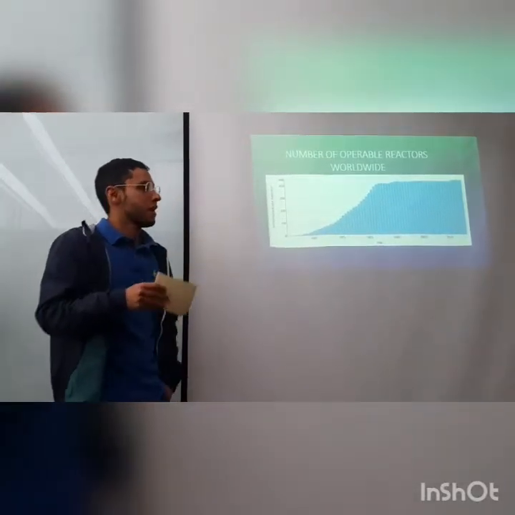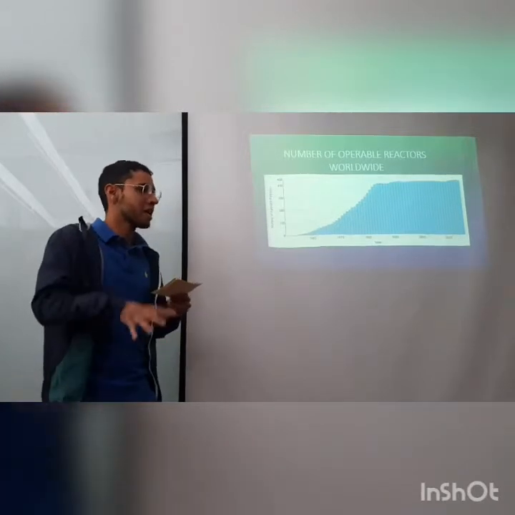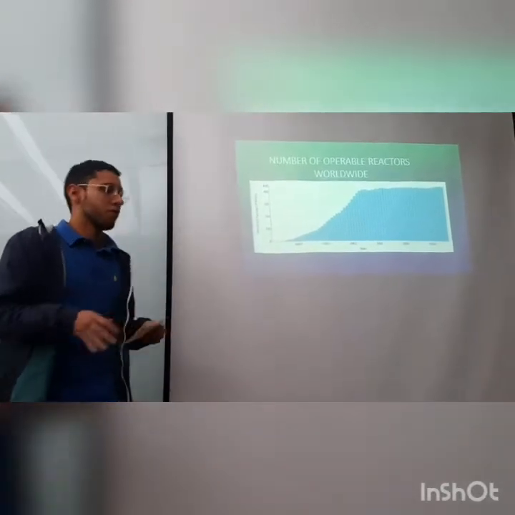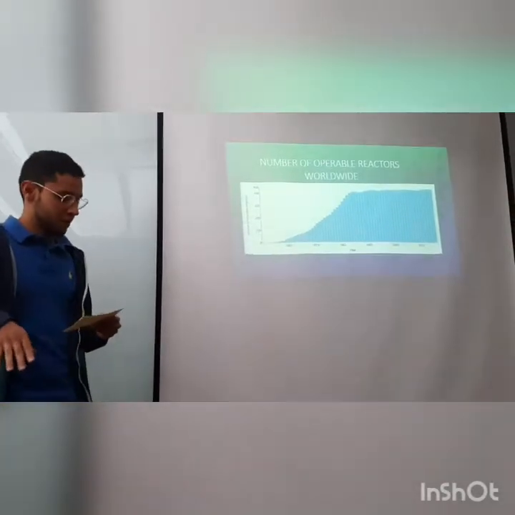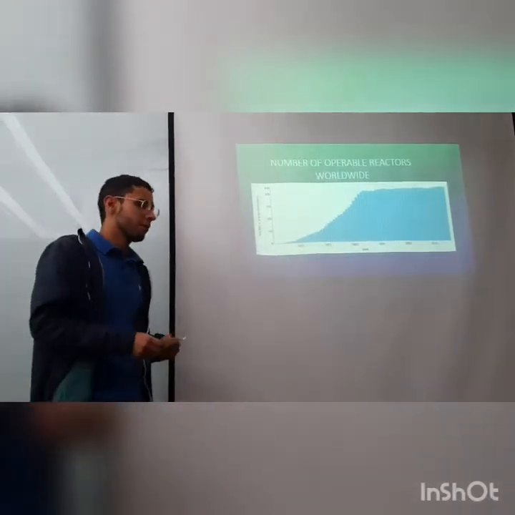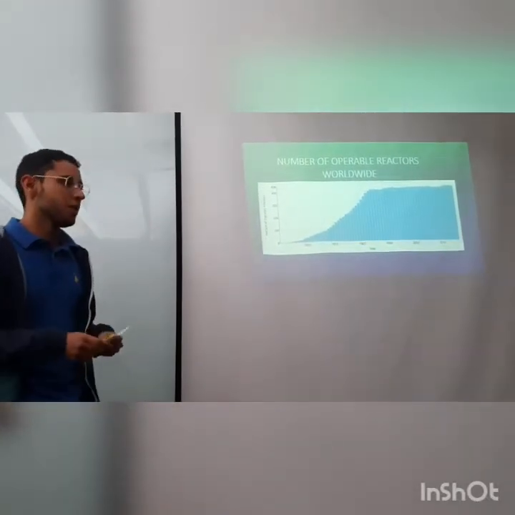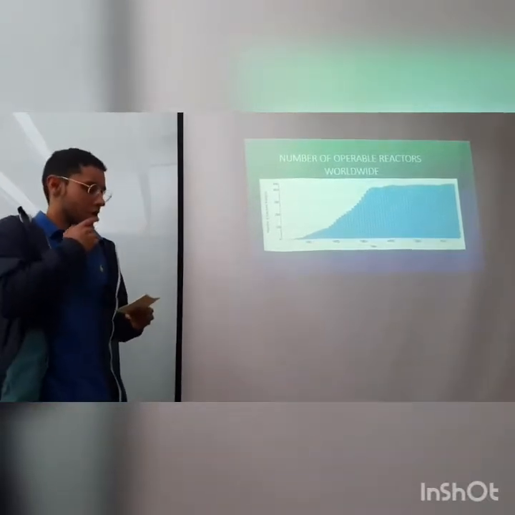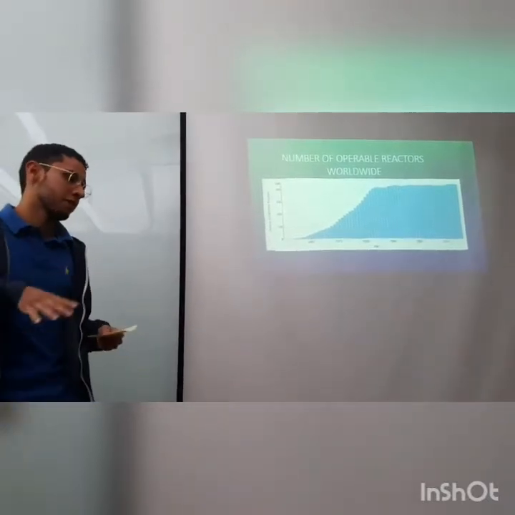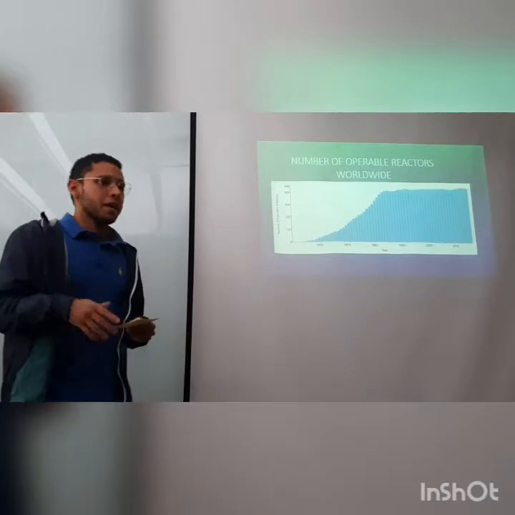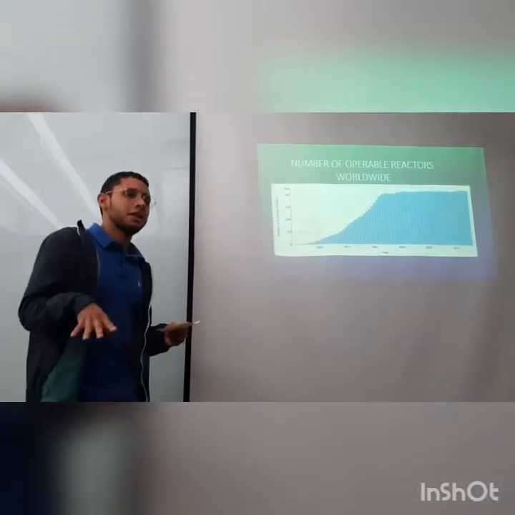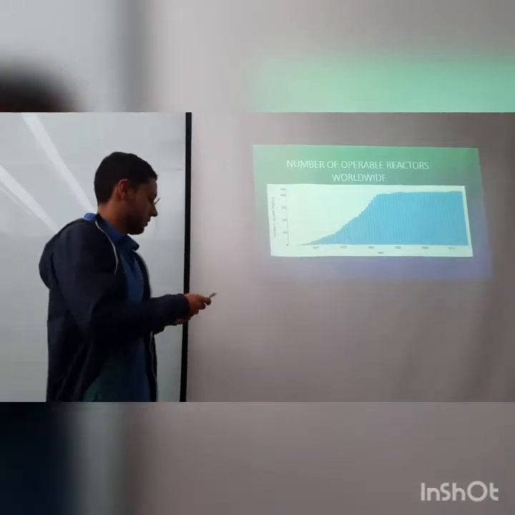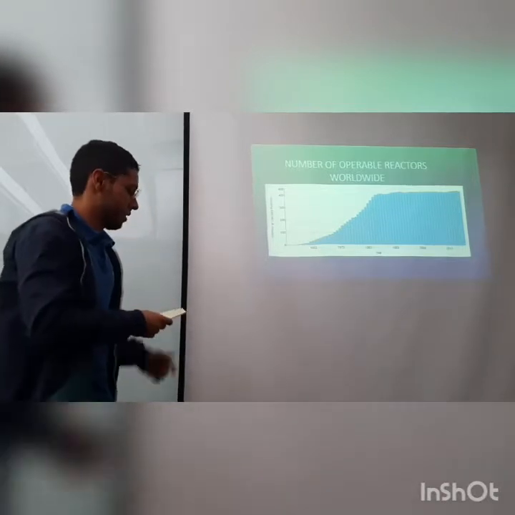Statistical data: the number of operable reactors worldwide. Around 10% of the world's electricity is generated by about 450 nuclear power reactors. Around 50 more reactors are under construction, equivalent to approximately 15% of existing capacity. The graph shows the increase per year of the number of reactors.